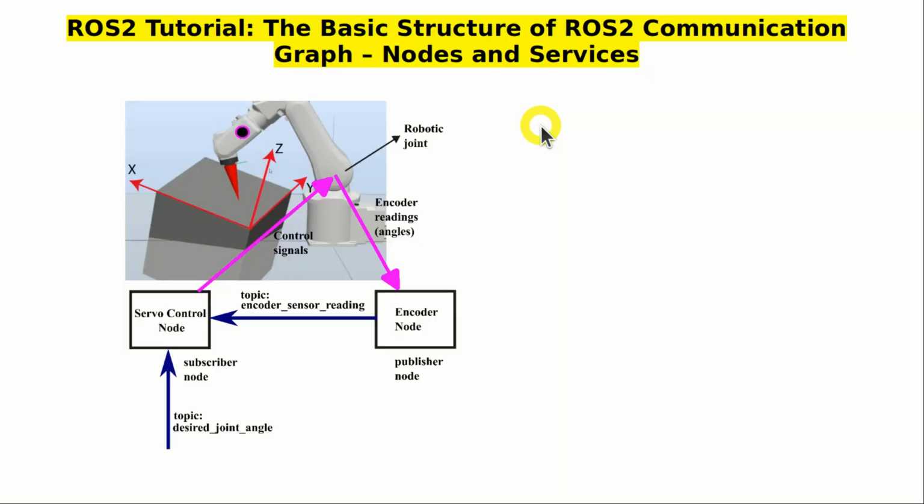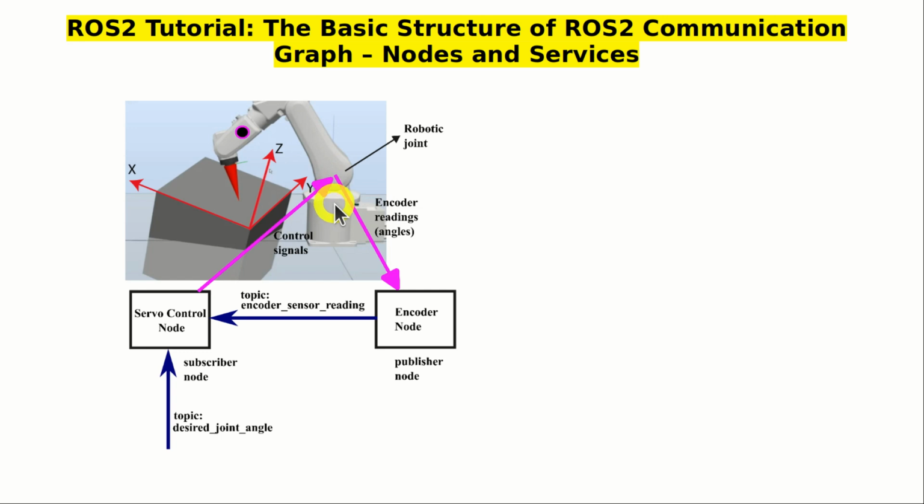In the sequel, we will illustrate the basic structure of the ROS2 communication graph by using two examples. Here is the first example. This example represents a 6 degree of freedom robotic arm. Let us focus only on a single robotic joint. Our goal is to control the angle of rotation of a robotic joint.